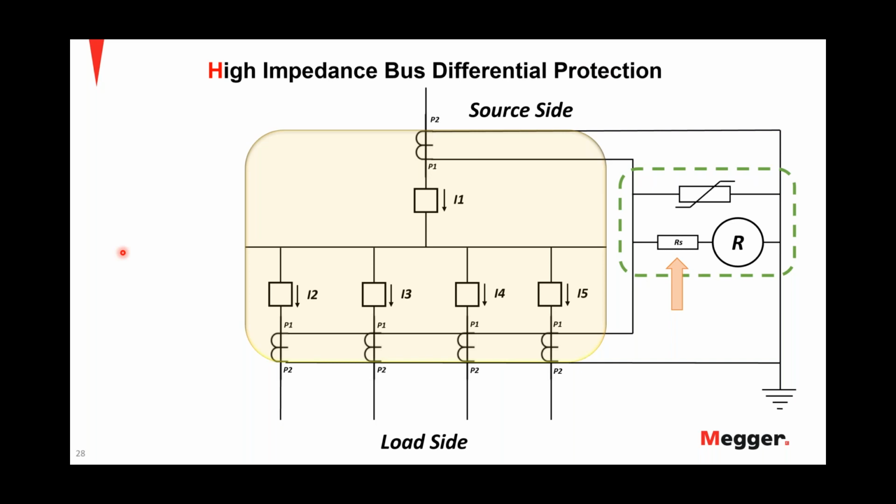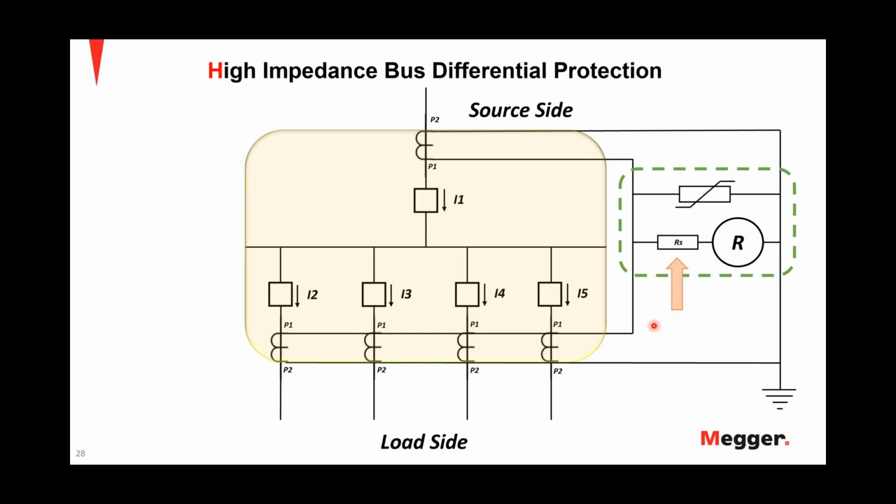So in this figure, this figure depicts a high impedance bus differential relay that is used here. Let me get my pointer back. Okay, it's used here, and you can see that it's connected in parallel with the CTs in the scheme.